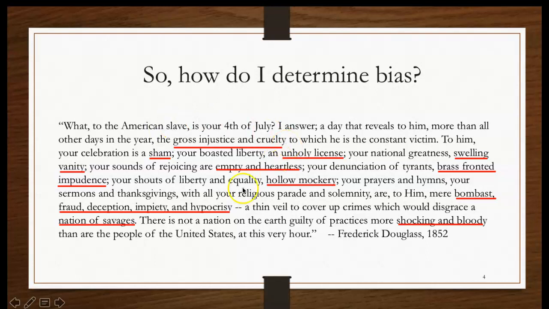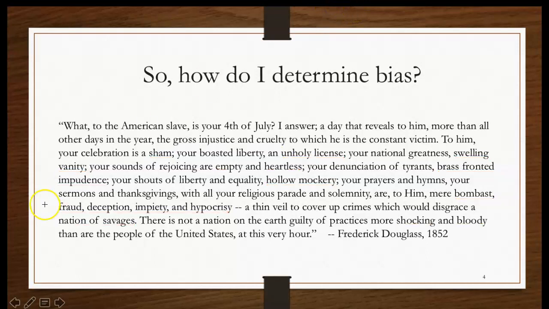So hopefully this has been helpful for you in understanding how to think about bias, how to approach it, and hopefully you'll understand a little bit more about how you want to look at primary sources when you are thinking about this question of bias.